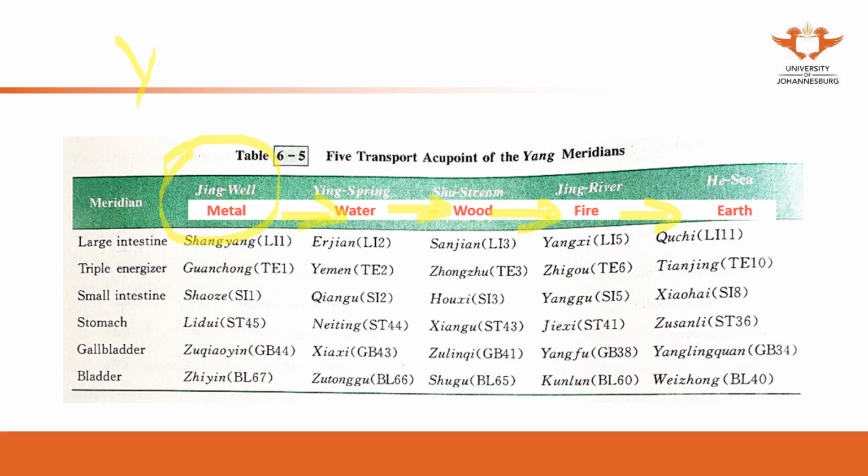And then you can always keep this table in your practice. These are the Jing well points of different meridians, and the water points of the yang meridians. If you can memorize these points, even better. So you may be asked in your test, which point is the Xing spring point of the small intestine? What's the Shu stream point of the stomach?